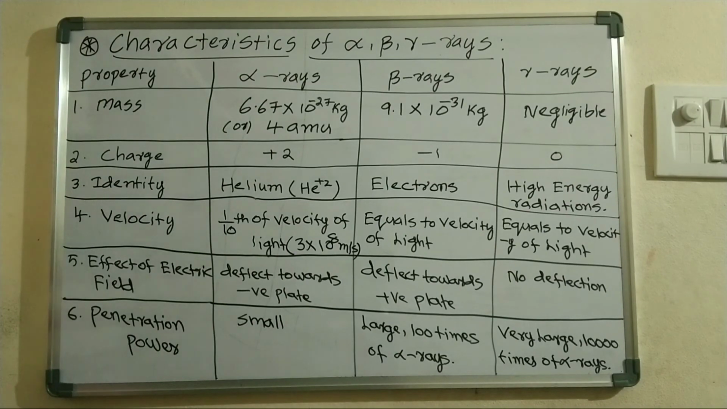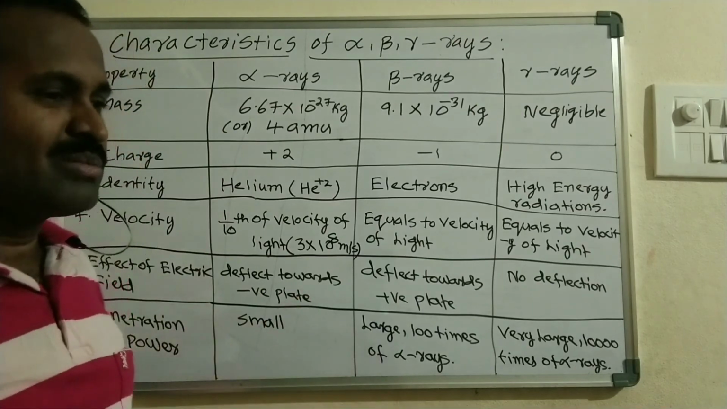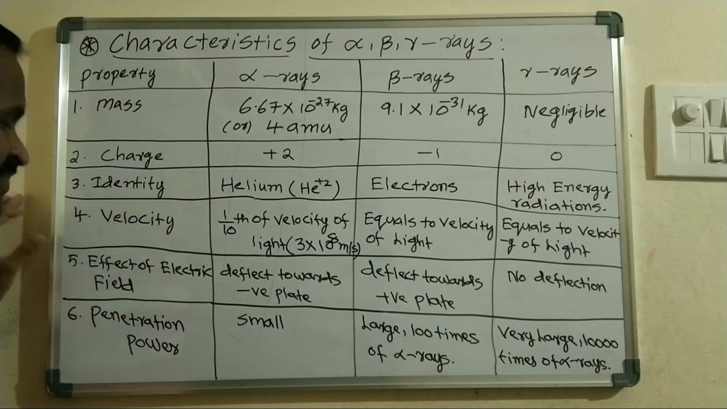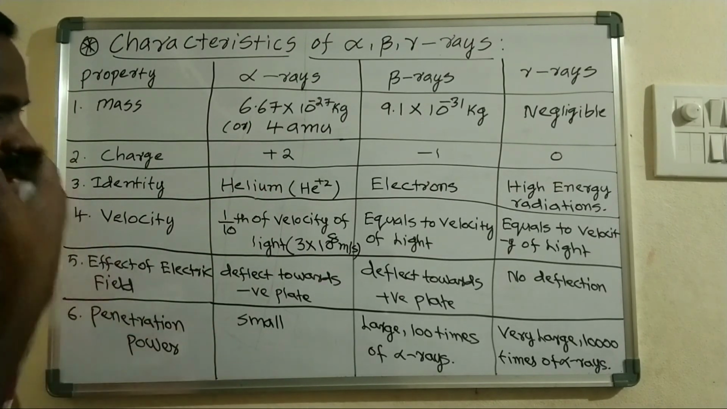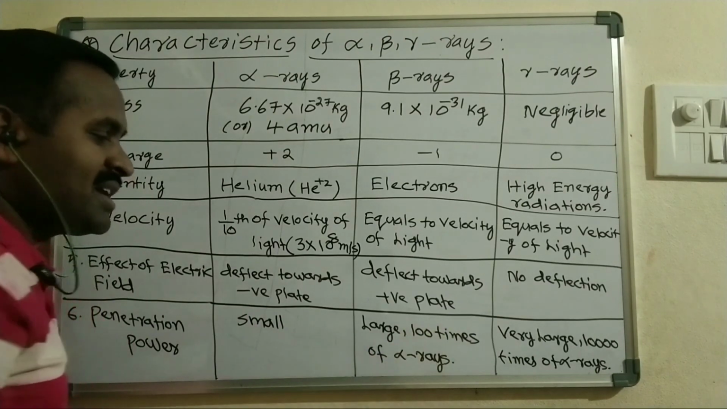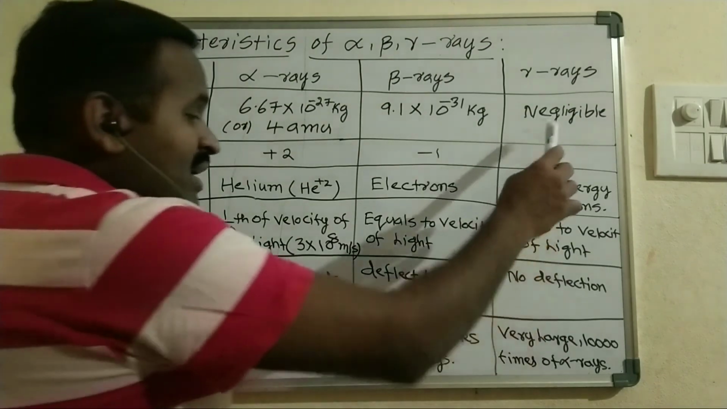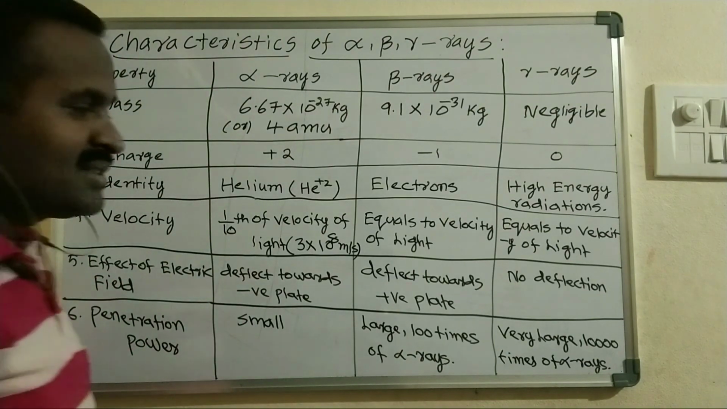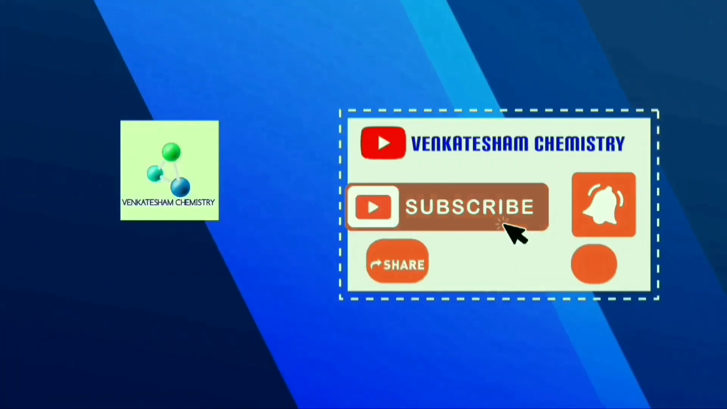Then there is the penetration power, which is the ability of alpha, beta and gamma rays to pass through matter. Alpha rays have small penetration power, whereas beta rays have large penetration power, nearly 100 times that of alpha rays, and gamma rays have very large penetration power, nearly 10,000 times that of alpha rays.